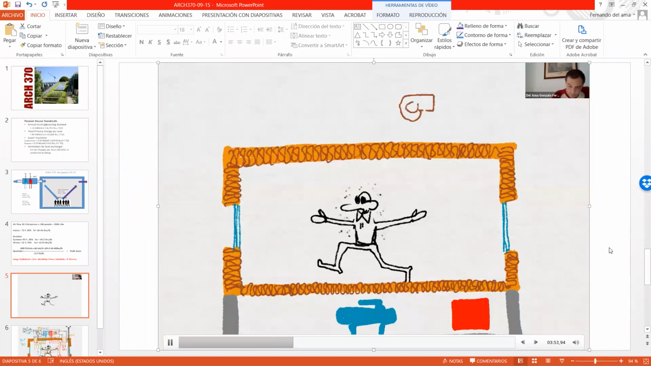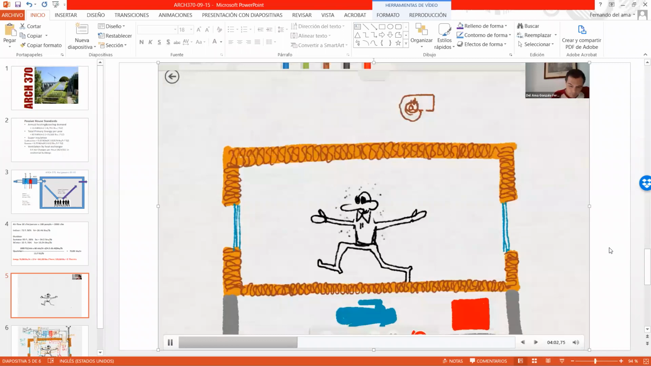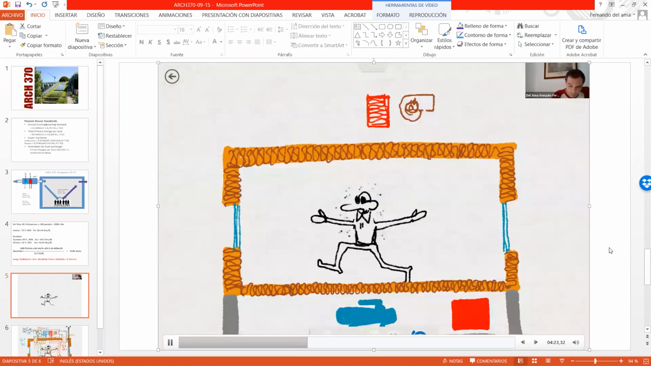So the first thing is a fan. We need to move that air. So we need a fan. Okay, so because the air is moving and we have to control the airflow. And then we are going to need coils. We need a heating coil. And we need a cooling coil. This is heating and this is the cooling coil.